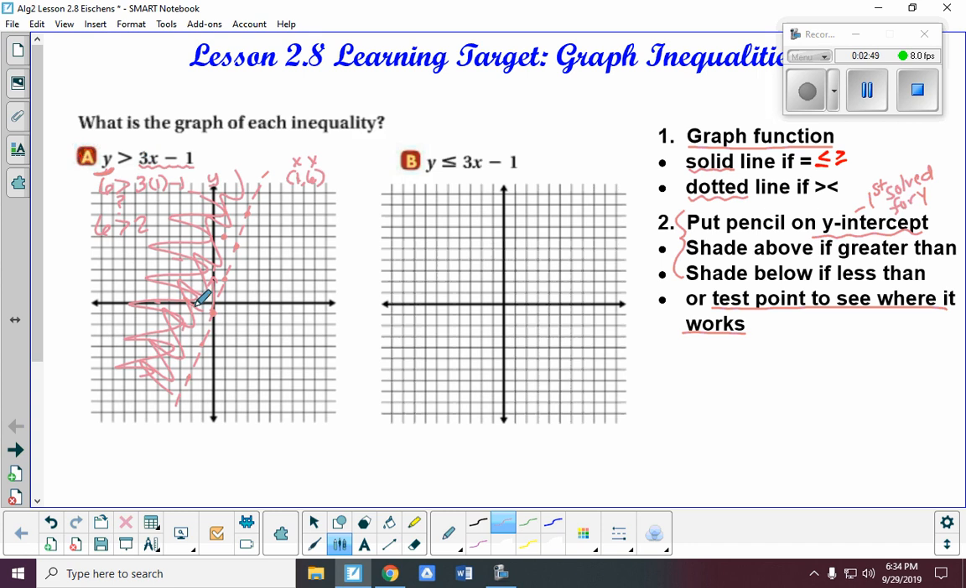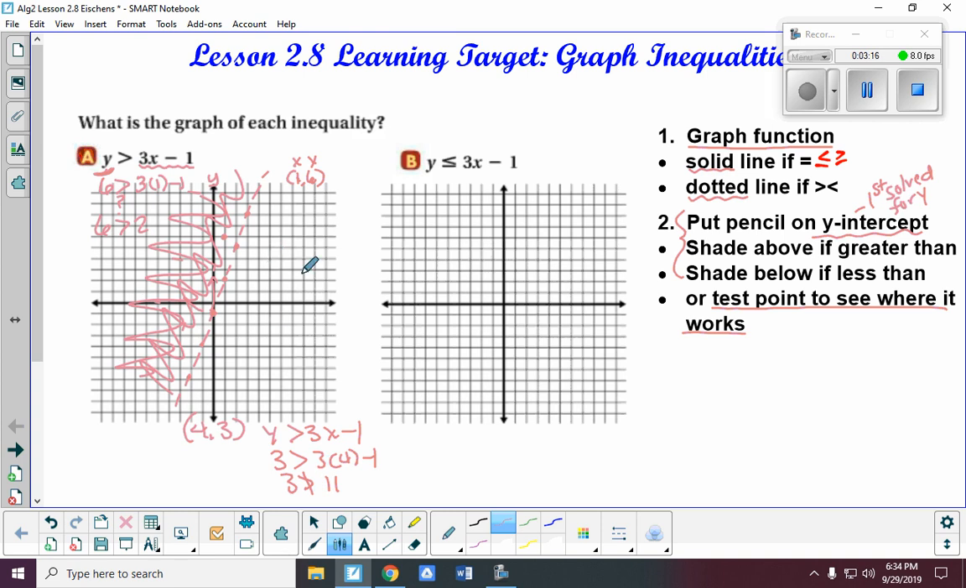Let's just test a point on the other side to see what would happen. Let's substitute in (4, 3). So if we substitute in (4, 3), we have y is greater than 3x minus 1. So 3 is greater than 3 times 4 minus 1. So 3 times 4 is 12, minus 1 is 11. 3 is not greater than 11. So this point over here did not work.